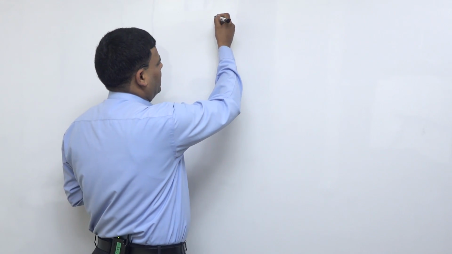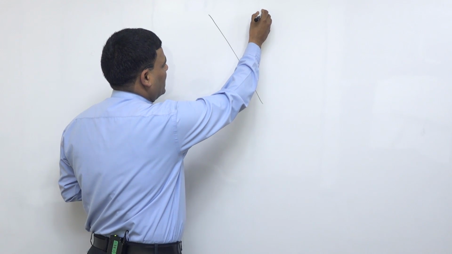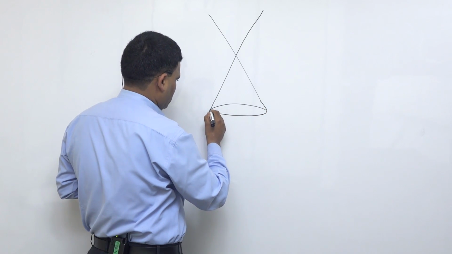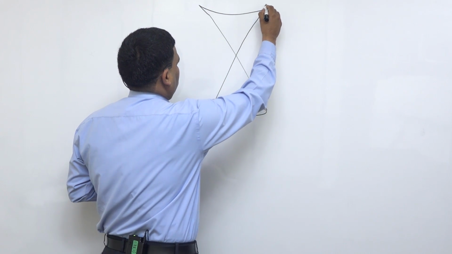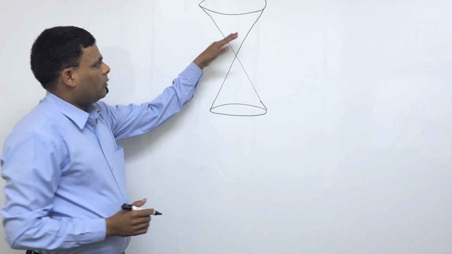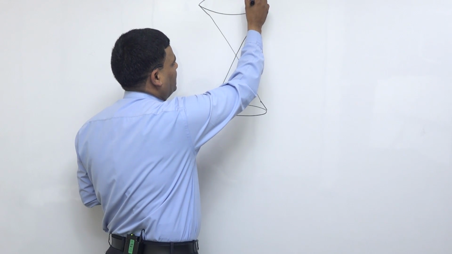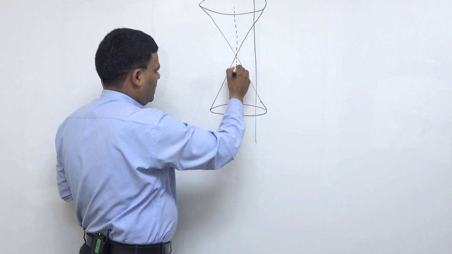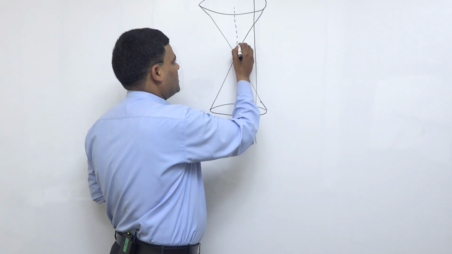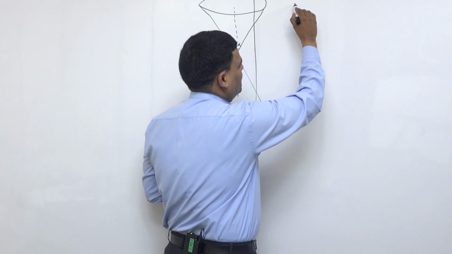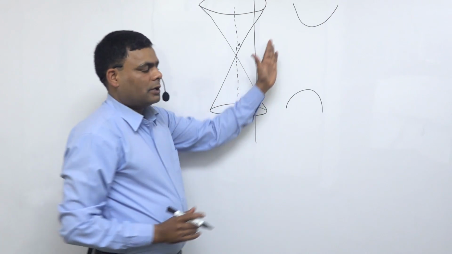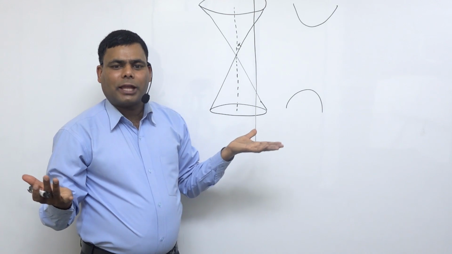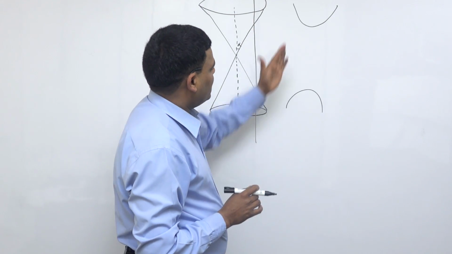Another type of curve is obtained when two right circular cones are intersected by a plane like this. This is the axis of the cone, and this is the semi vertical angle. If we intersect almost parallel to the axis, we obtain a pair of two open curves in two opposite directions, like two opposite parabolas, or two open curves, as we can see in this type.